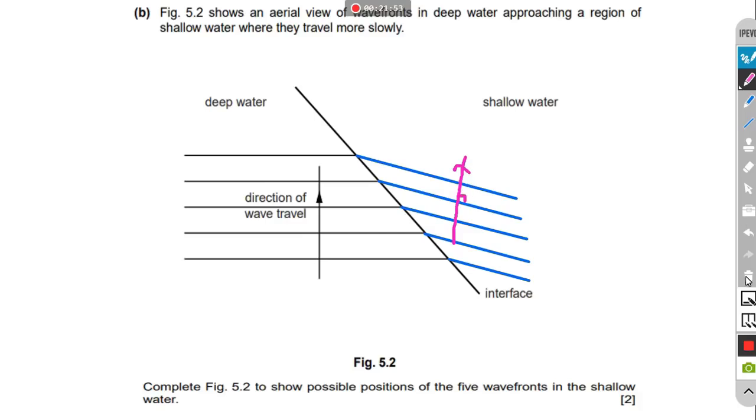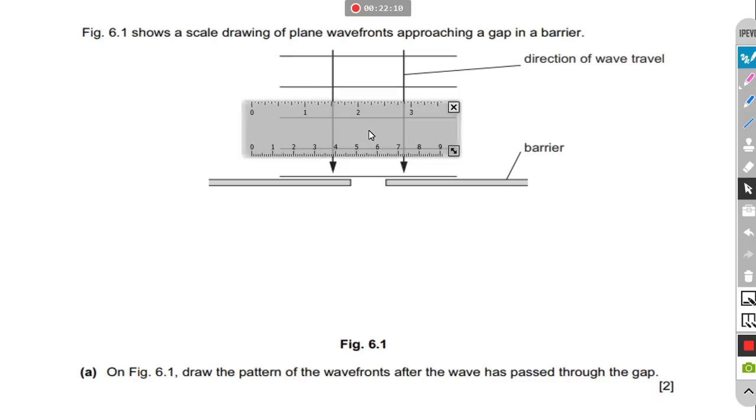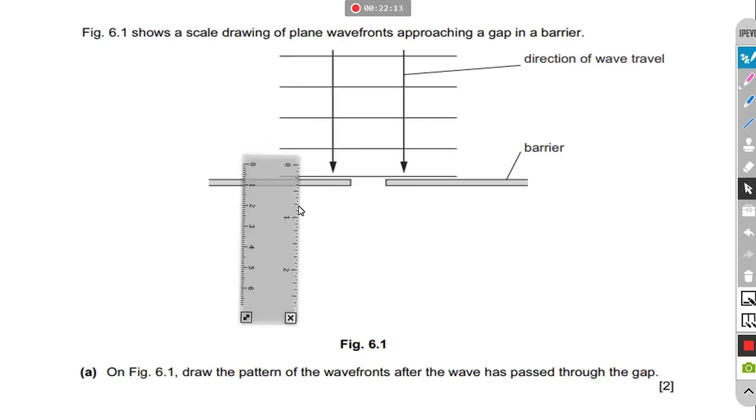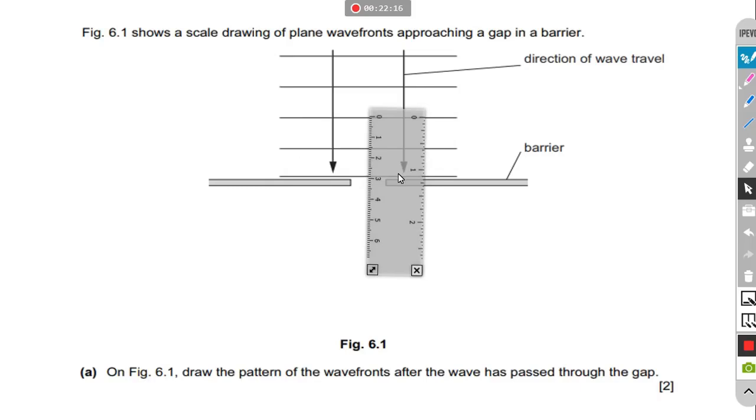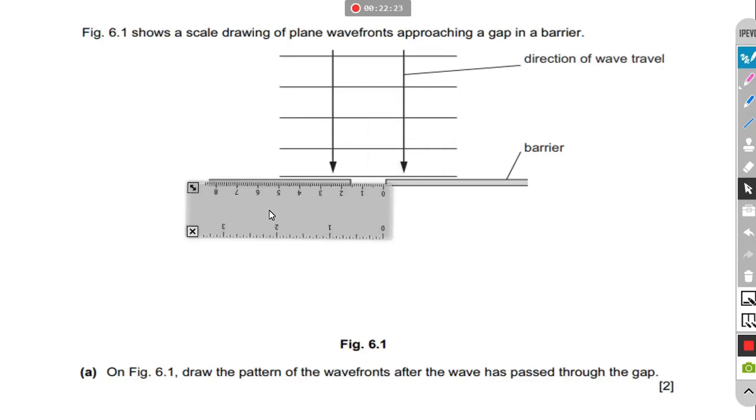Okay, so let's look at another question. Now this time we are going to do diffraction. Those are the waves that are going to diffract after they pass through the barrier. You can compare the size of the gap with the size of the wavelength. So as you can see, the wavelength in this case is 1.5 centimeters, but the gap is also about 1.5. So they are about the same.